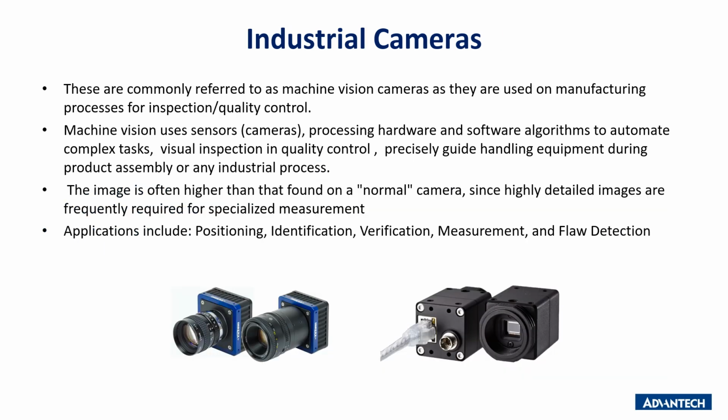Industrial cameras are commonly referred to as machine vision cameras, as they are used in manufacturing processes for inspection or quality control. Machine vision uses sensors, cameras, processing hardware and software algorithms to automate complex tasks. Visual inspection and quality control, precisely guide handling equipment during product assembly or any industrial process. Digital industrial cameras are generally more robust than the standard digital cameras used for vacation snapshots. The image quality in industrial cameras is often higher than that found on a normal camera, since highly detailed images are frequently required for specialized measurement tasks.